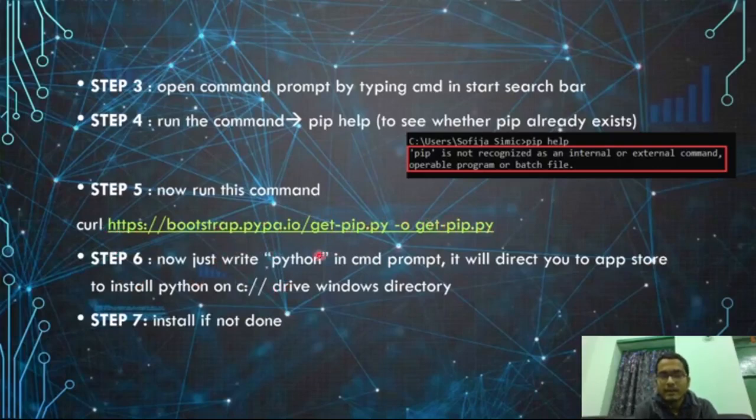In step 6, what you need to do is write python in the command prompt. Just write python and nothing else, and press the enter key. It will direct you to the app store to install Python. If you have already installed it, then nothing will happen. It will just show the functions which are available, or it will just open the app. Otherwise, you have to install it if not already done, as I told you.